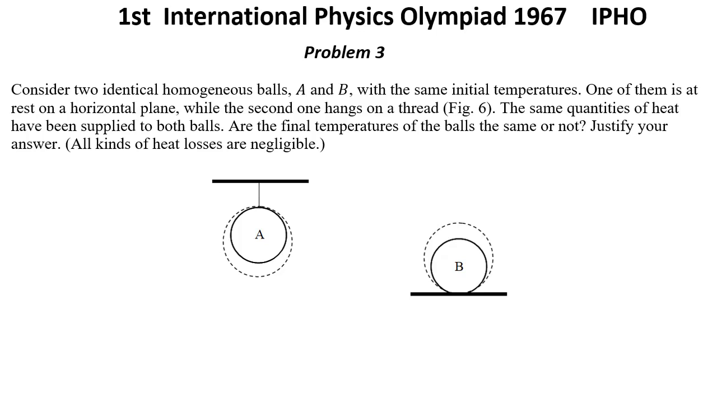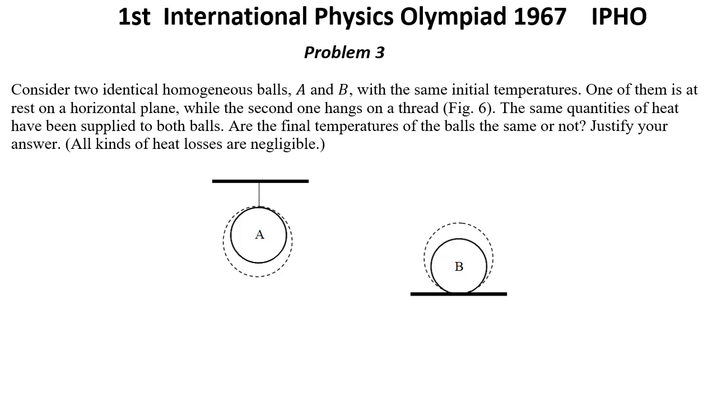From the first principle of thermodynamics, it corresponds to additional heating of the ball. In case of the ball B, the potential energy increases. From the first principle of the thermodynamics, it corresponds to some losses of the heat provided for the performing mechanical work necessary to raise the ball. The net result is that the final temperature of the ball B should be lower than the final temperature of the ball A.